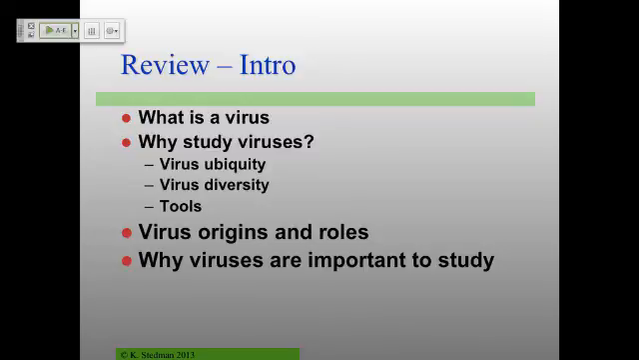What is a virus? It's not just the virion. It's really a whole life cycle. Why should we study viruses? Not just because they make their hosts sick in some cases. I'm much more interested in studying viruses because they're everywhere, in the air we breathe, et cetera.